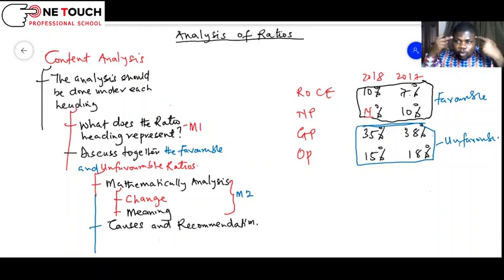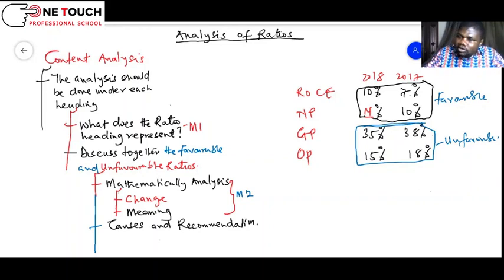This one, you are supposed to know it before you go to the exam hall. What can cause an increase in sales? You check whether the sales is increasing or decreasing. If it's decreasing, it may be due to a poor advertising campaign, poor sales promotion strategies.